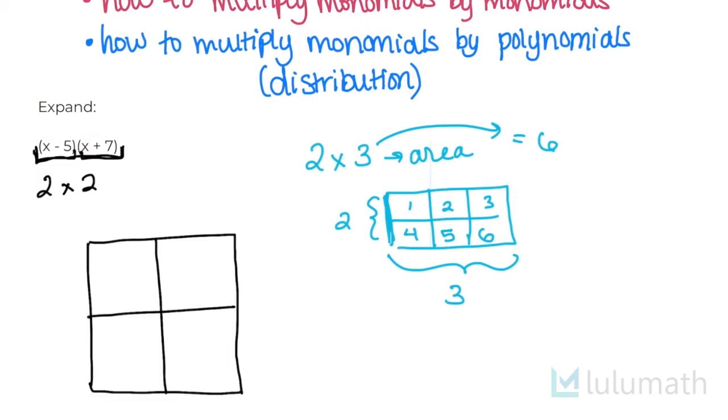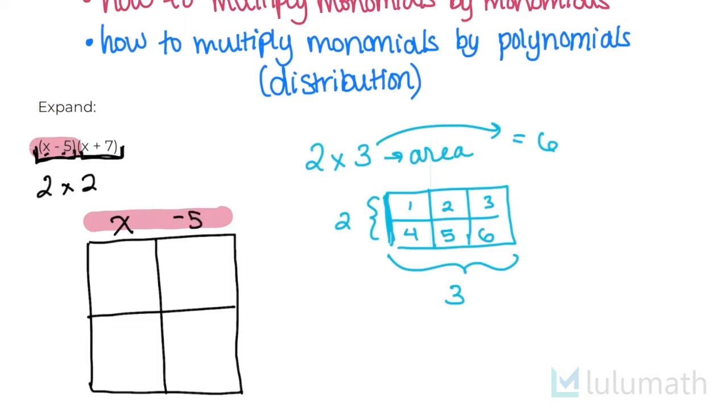So if you notice, our first binomial says x minus 5 right here, okay? So I can put x minus 5 either on the top or on the side. It's totally up to you. I'm going to choose arbitrarily, randomly, to put it on the top. So because there are 2 terms here, my first term is x, so I'm going to put an x in my first box. My second term is a negative 5, so I'm going to put negative 5 in my second box.